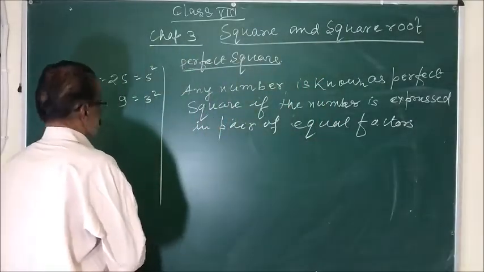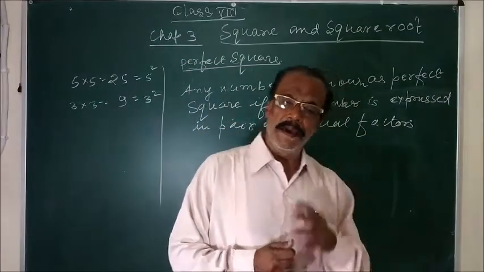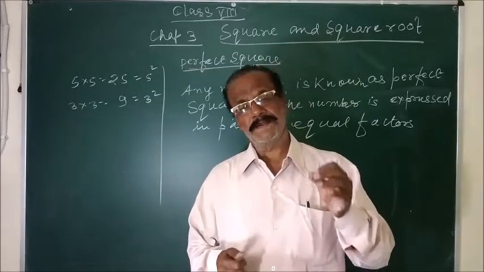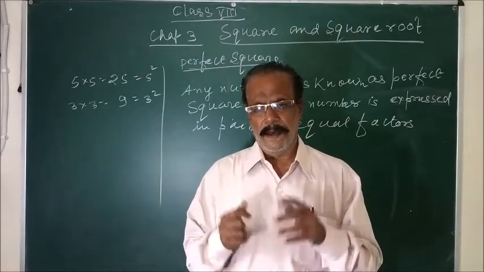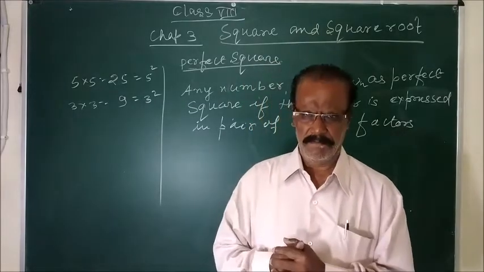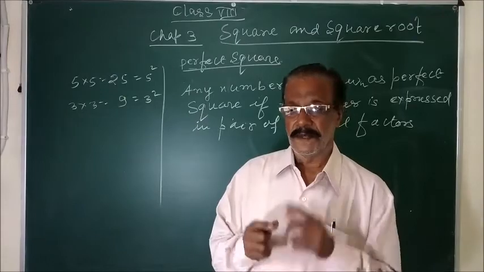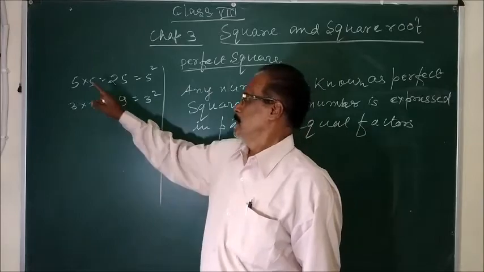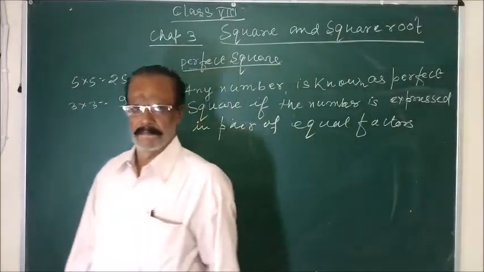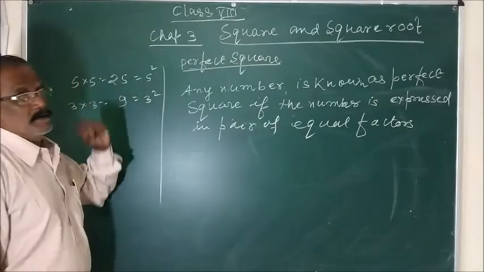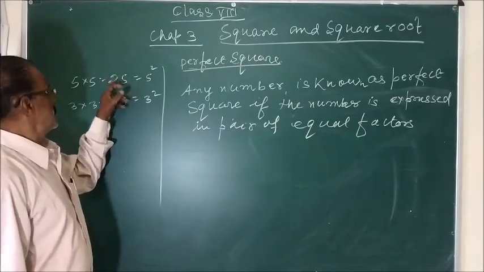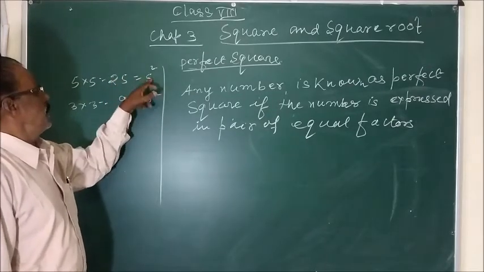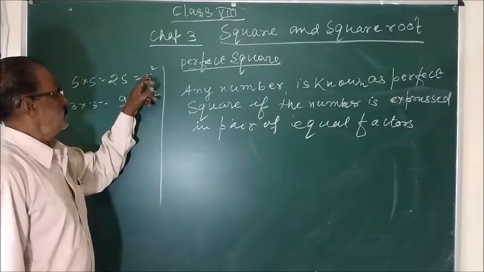Now you see, if you multiply any number by itself, the product so obtained is called the square of the number. Here are two examples. If you multiply 5 by 5, you will get 25. 25 is the square of 5. This can be written as 5 square, or 5 raised to the power 2.